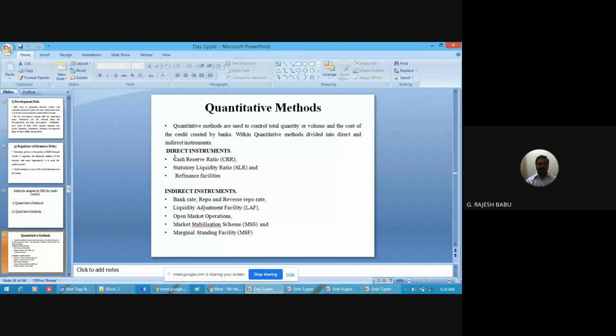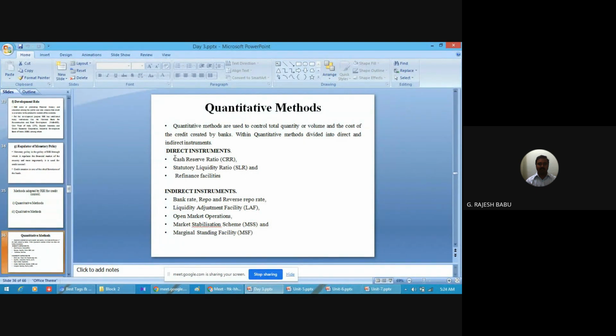Third one, refinance facilities. This facility is used by the Reserve Bank of India to provide adequate credit to selective sectors like the export sector.